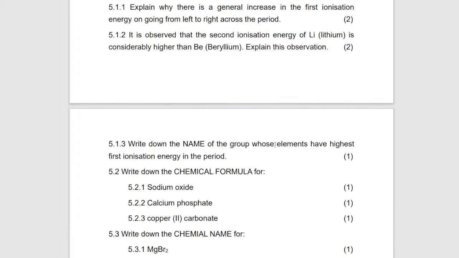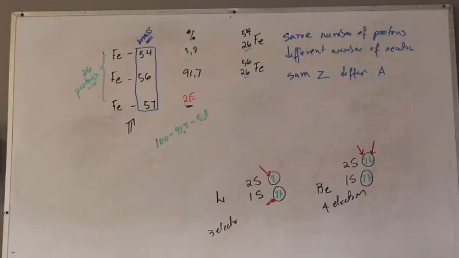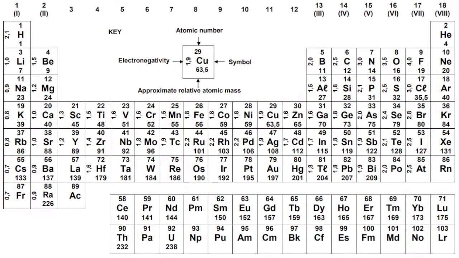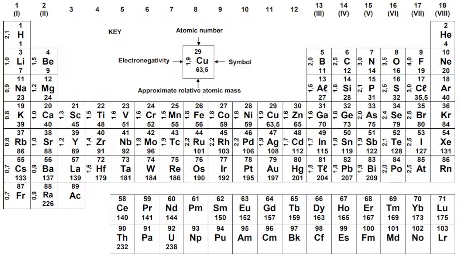This one is almost done. They say write down the name of the group whose elements have the highest first ionization energy. Now, I spoke about that one already. In the periodic table, the ionization energy generally increases as you move to the right in the same period. So group 18 will be the group that has the highest ionization energy. How do you call that group, guys? You call it noble gases. You need to know the name of the group.